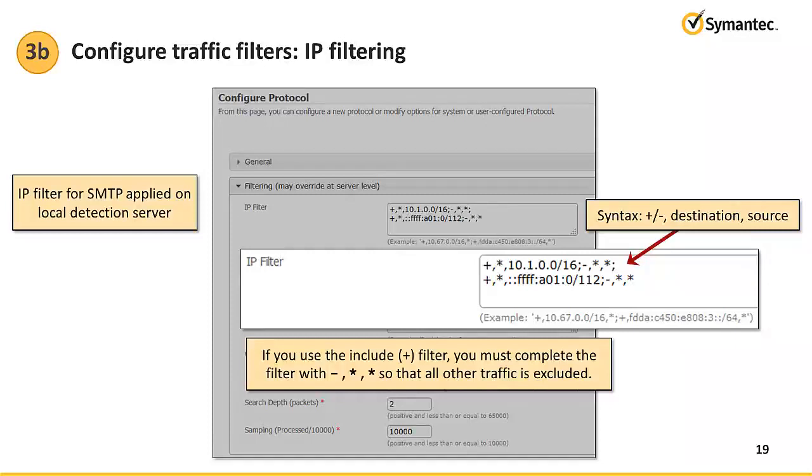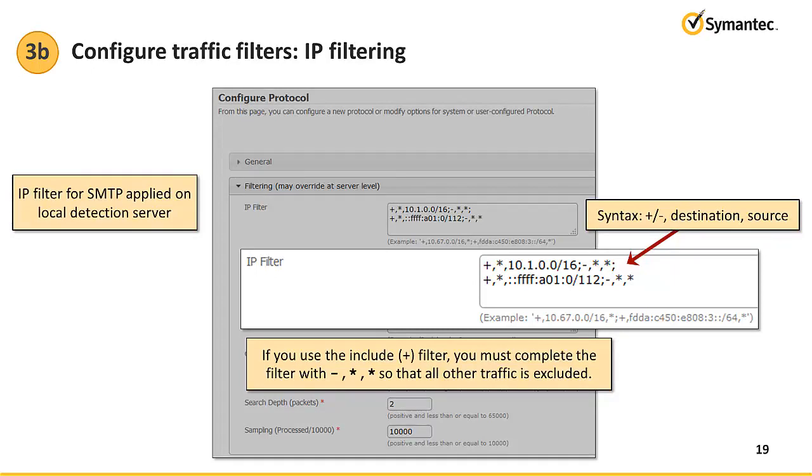The IP filter is an ordered list of instructions. Both IPv4 and IPv6 address formats are supported. The filter syntax is plus or minus, comma, destination subnet, comma, source subnet, where plus means keep or monitor the message, and a minus means exclude or ignore the message. Each filter rule is separated by a semicolon.